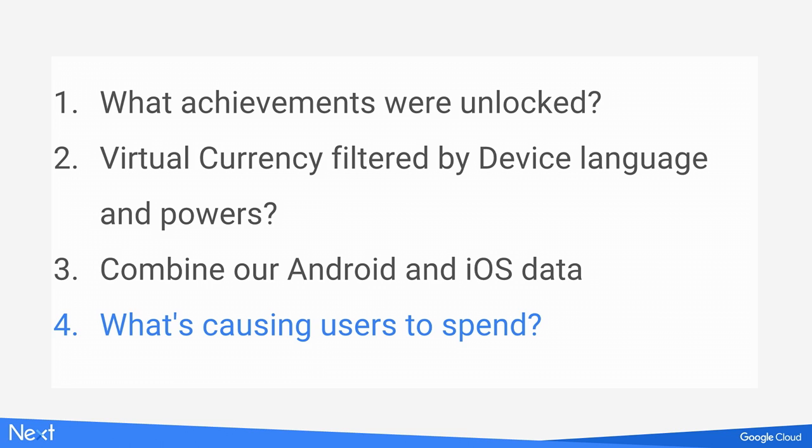Let's now look at probably the most important question in our minds, which is how you might figure out what's causing users to spend money in your app. In order to answer this question, we will build a sequence of events per user that leads up to the user actually spending money in your app, what we might call a custom event funnel.